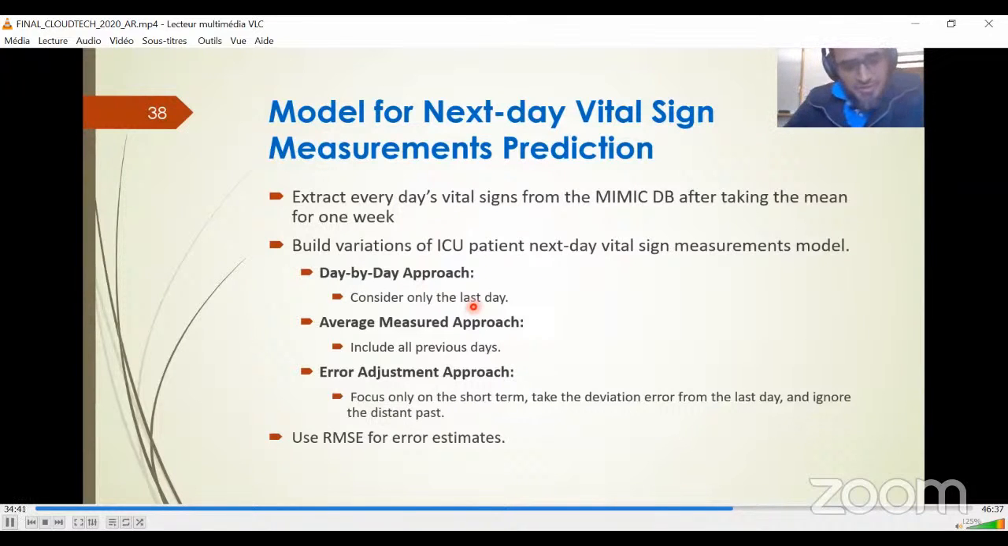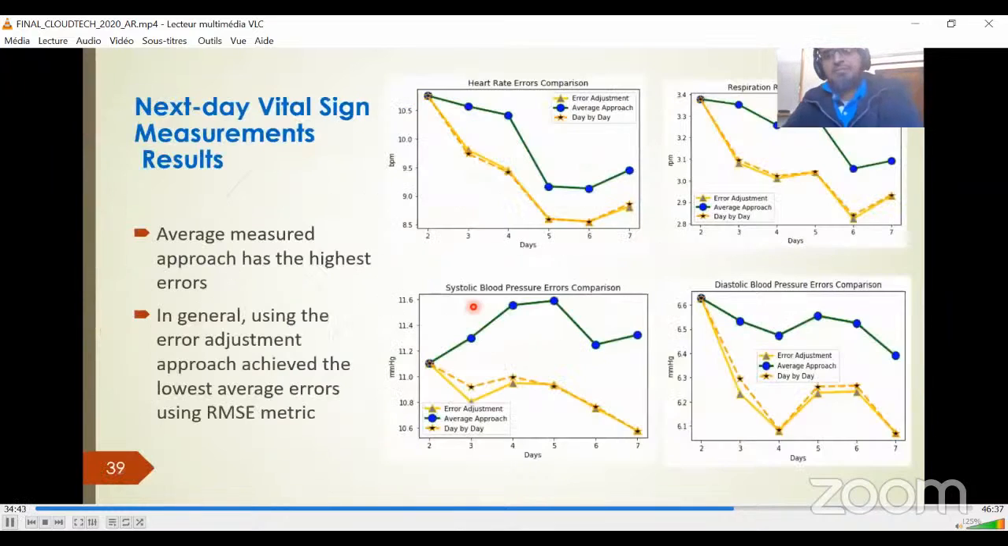This is a regression problem. We use the RMSE for that. This is the result, the error results for the 7 vital signs. For example, here in the heart rate, you can see on the x-axis the day, the error in the second day, the error in the third day, and this is the unit of the vital sign. What we found is that average measured has the highest error in each vital sign.